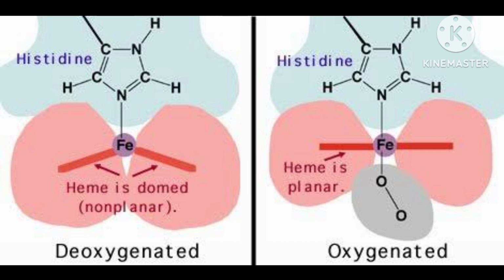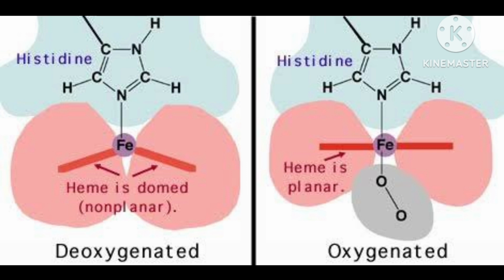When hemoglobin-bound iron is oxidized to ferric iron, it cannot transport oxygen. Oxidized hemoglobin is called methemoglobin.